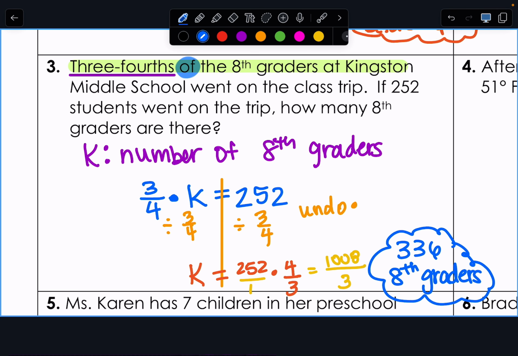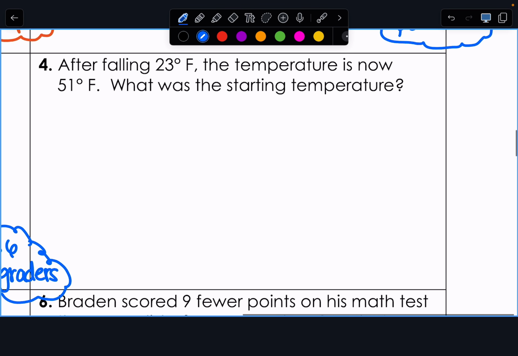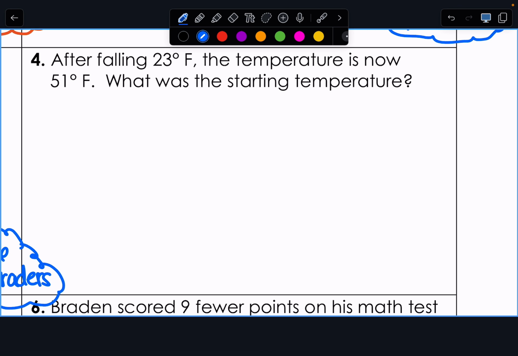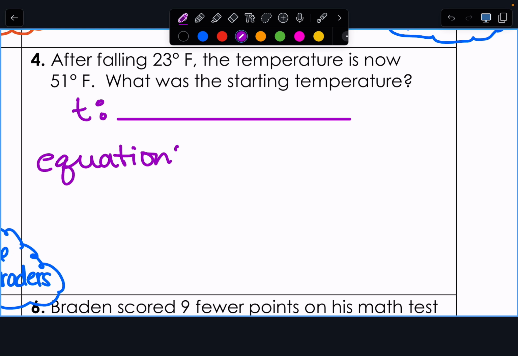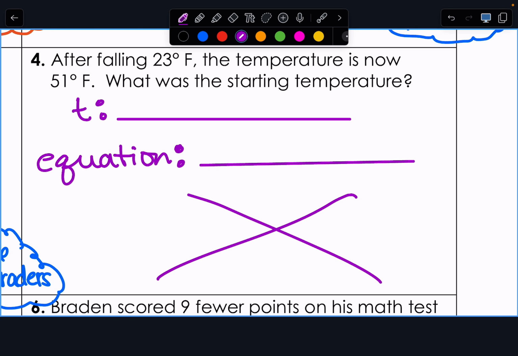All right. This is what I want you to do. I want you to tell me what the variable is and write the equation, but don't solve it, because we'll solve it together. I want you to try. You know what? We're going to push through.